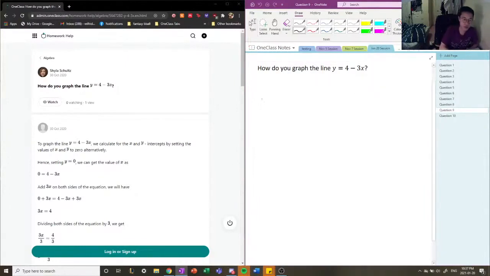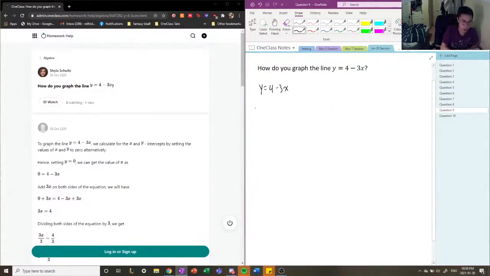Okay, so y equals 4 minus 3x. Usually the points of the line that I like to pick, and you can pick any point on the line, are the x-intercept and the y-intercept. The y-intercept of the function is where the graph intercepts the y-axis, and the x-intercept of the function is where the graph intercepts the x-axis.